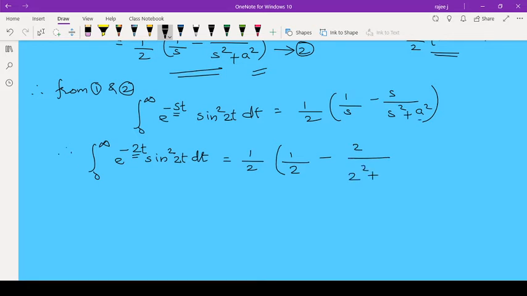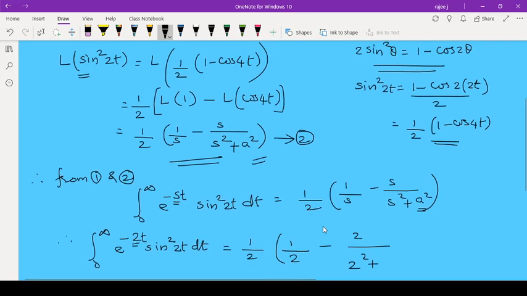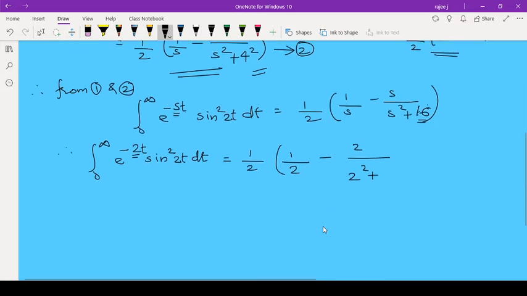What is a here? Instead of a we have here 4. 4 square means 16 it will be. So here it is 2 square plus 16. So that's equal to 1 by 2 into 1 by 2 minus 2 upon 16 plus 4, 20. On simplifying, you will get this as 1 upon 5.